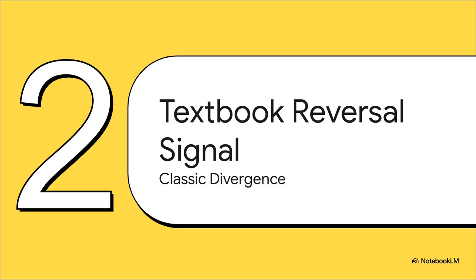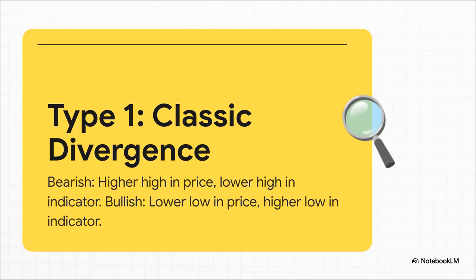Okay, so let's get specific and break down the exact signal everyone's taught to chase. This is what ICT calls a Type 1, or a classic divergence. So here it is, the classic textbook definition you've probably seen a million times. For a bearish signal, you see price push up and make a new high. But at the same time, your momentum indicator just can't keep up. It makes a lower high.